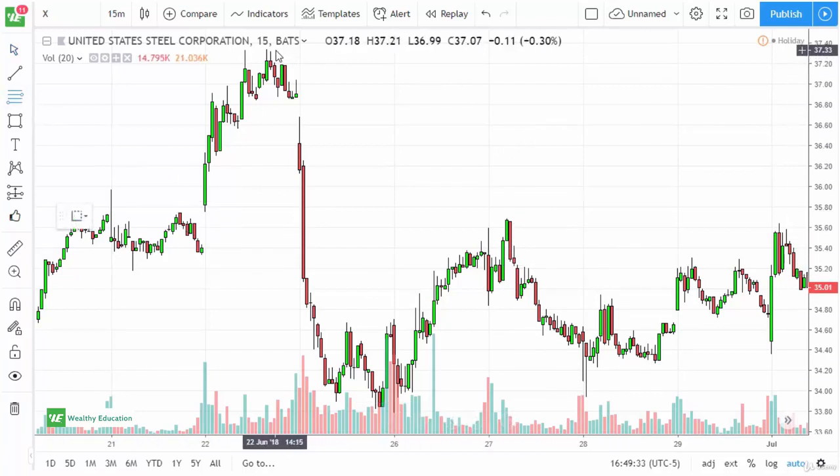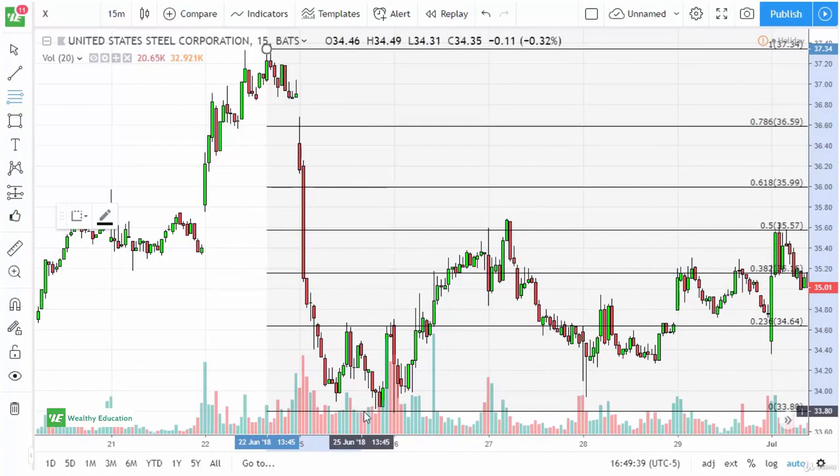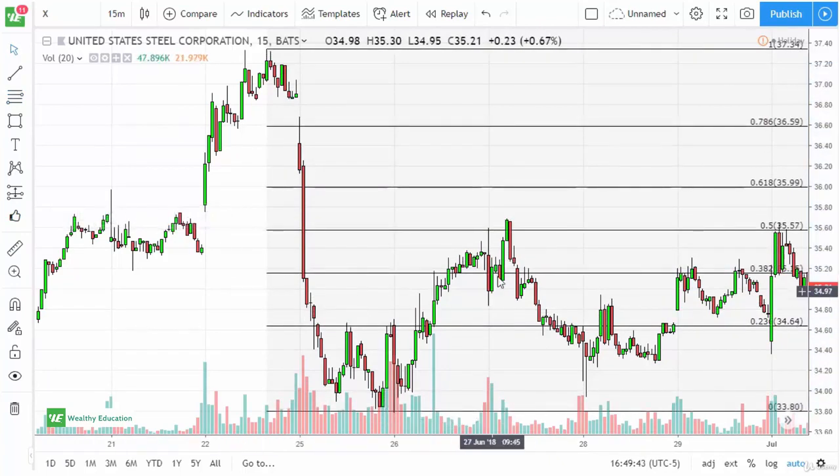Another way, of course, is using a Fibonacci retracement tool. And you can see that the same reversal, this candlestick here and this gap, lined up quite nicely with the 50% Fibonacci retracement.